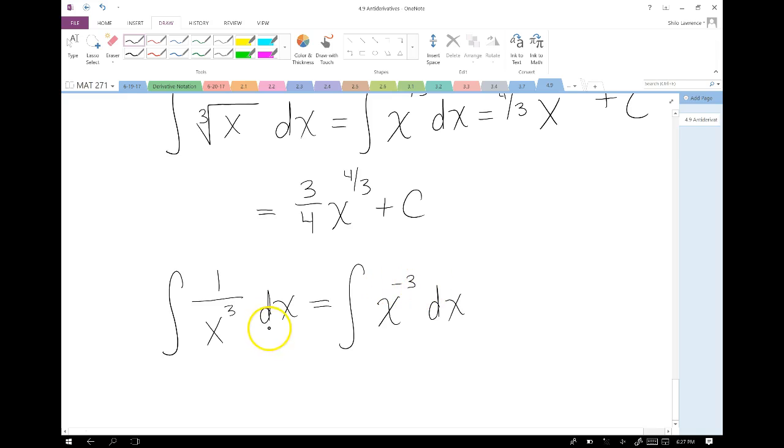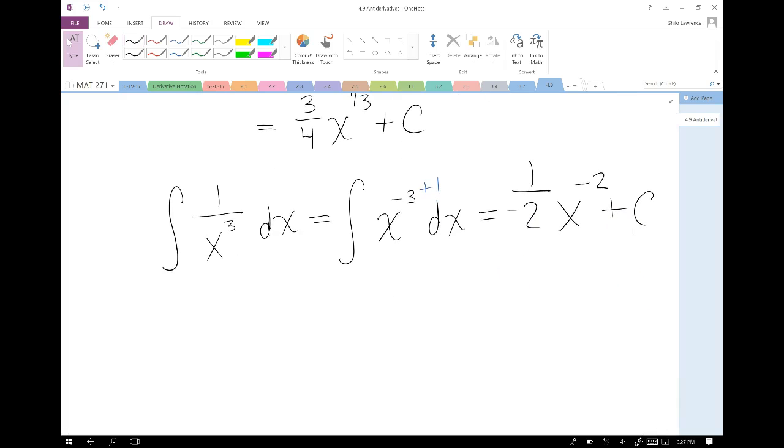So remember, the derivative brought the power down, and then for antiderivative, we want to make the power go back up. And by up, I mean add 1. So the rule is to add 1. So -3 plus 1 is -2. And then we take that new power and we flip it out front for a coefficient.